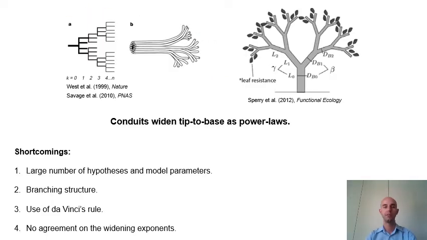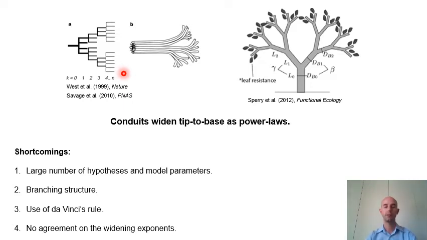Previous models predicted that conduits widen tip to base as power laws. These models employ the branching structure as shown in this cartoon, where for a given layer denoted by K, the radius of the xylem is fixed, is constant. By increasing the number of layers, the radius of the xylem decreases, and in this way these studies achieved the tapering of the xylem conduits.